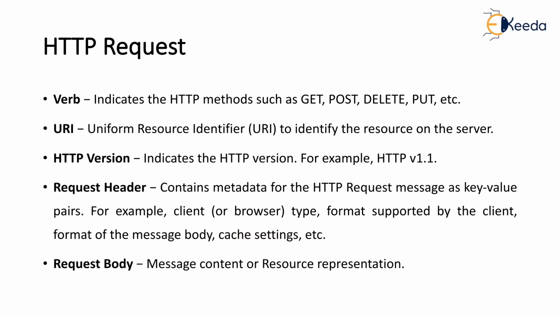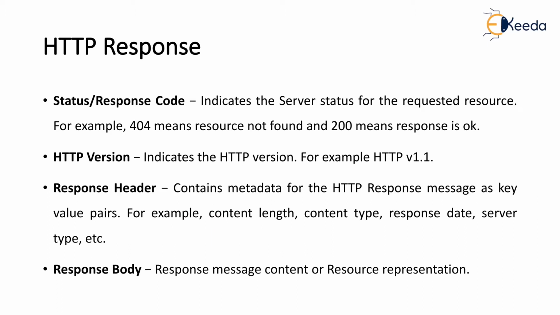Next, the request body: the message content or resource representation. So this is the HTTP request model type, which is from the client end. Next is the response end, which is from the server end. Here these four indicate the HTTP response: first the status or response code, then the HTTP version, and then the response header followed by the response body.